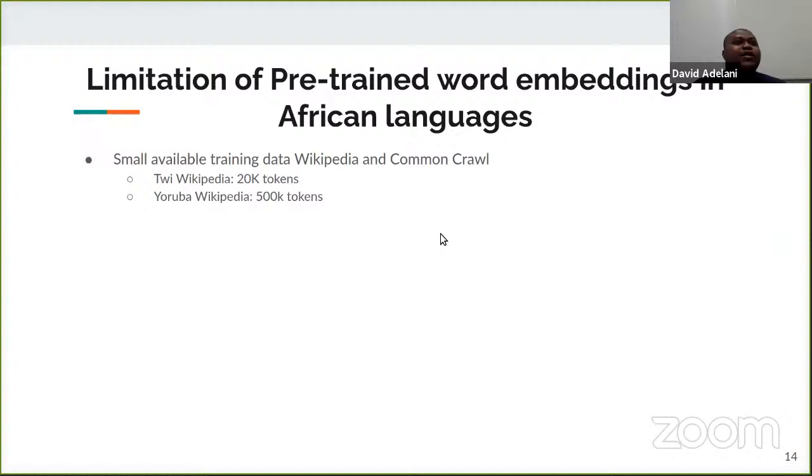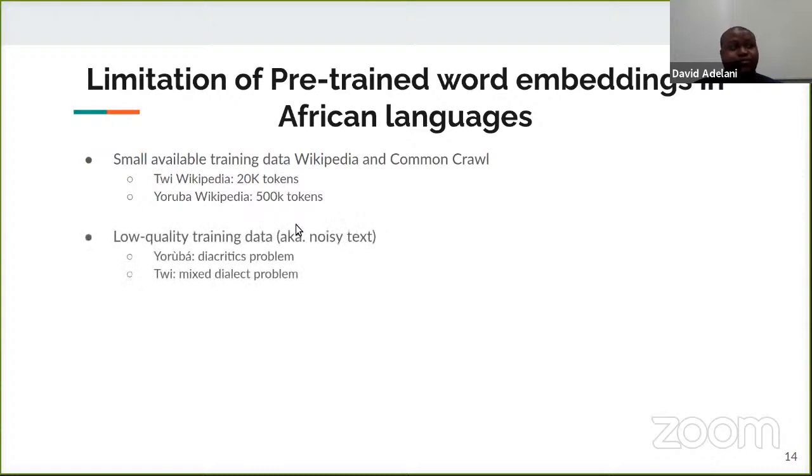And when you think about what are the limitations of the pre-trained word embeddings, the first problem is that there is small training data available on Wikipedia and Common Crawl. So for example, the Twi Wikipedia currently has just 20,000 tokens. I mean, you cannot expect good quality compared to 6 billion tokens trained on English Wikipedia. And all these neural network models are actually data intensive. Yoruba Wikipedia is larger, at about 500K tokens.